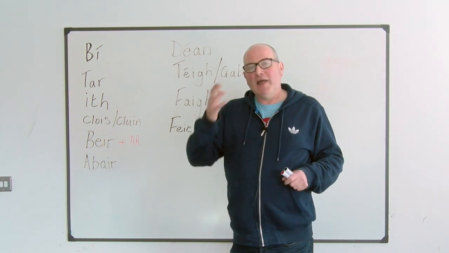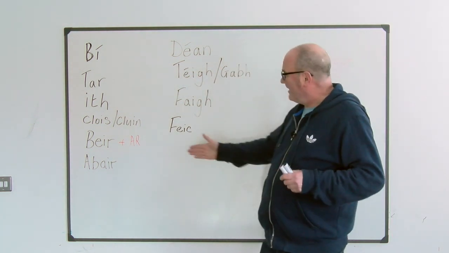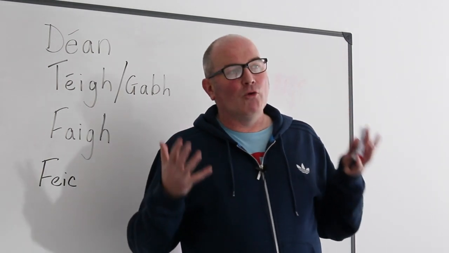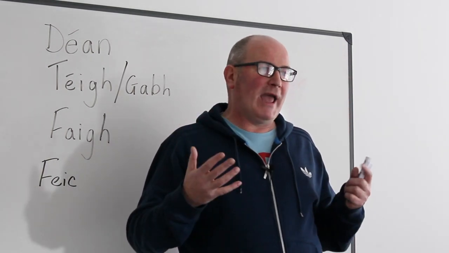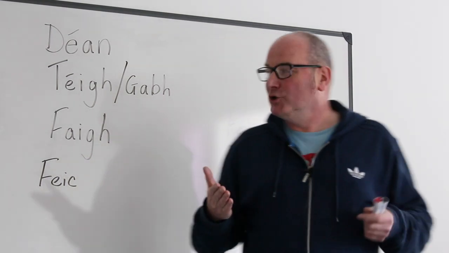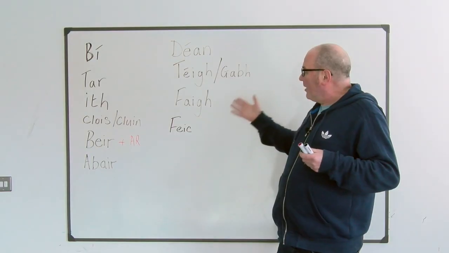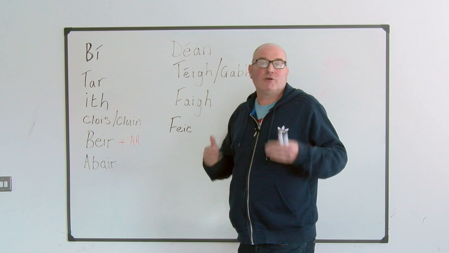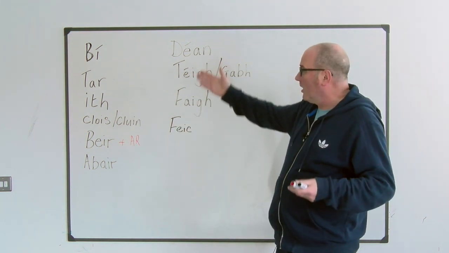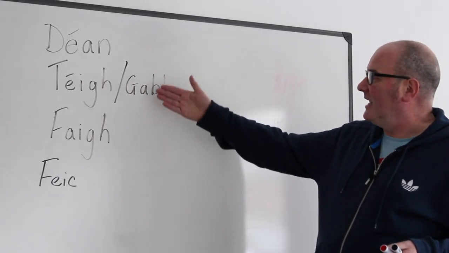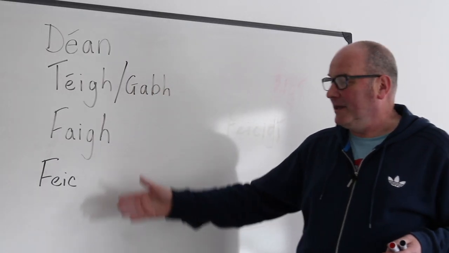And the thing about these verbs, I have to say, these are the irregular verbs. They do their own thing. They don't really follow the rules in the way that we would like them, because regular verbs are a lot easier to do. But they are the most used verbs. Out of all the verbs, the irregular verbs, you use them all day, as you can see. Bí, tar, ith, clois, cluin, beir, abair, déan, téigh, gabh, faigh.